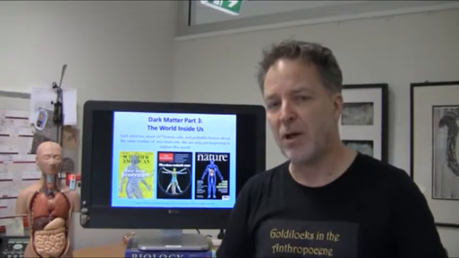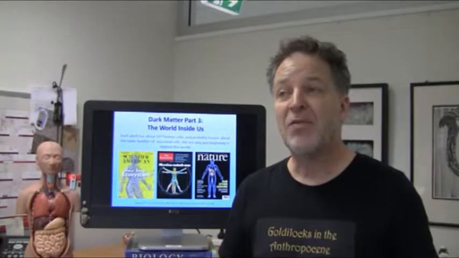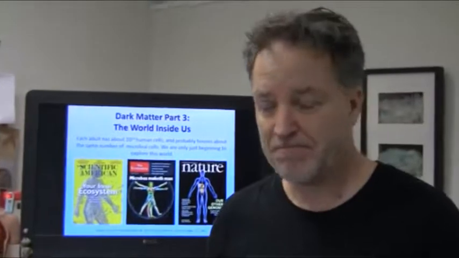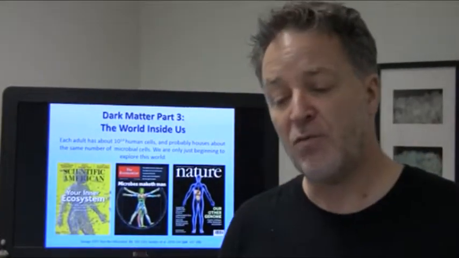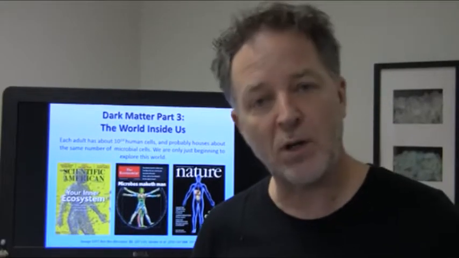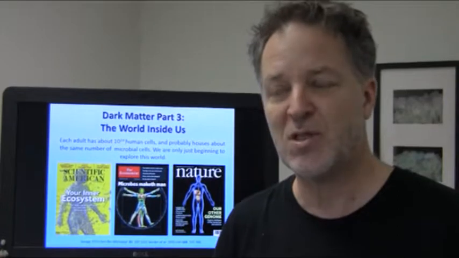Now, let's go to the third part of this exploration of dark matter, and I'm going to talk now about the dark matter of microorganisms that live inside us. So humans have about 10 to the 14 human cells. That's a 1 followed by 14 zeros. That's the number of human cells in us.